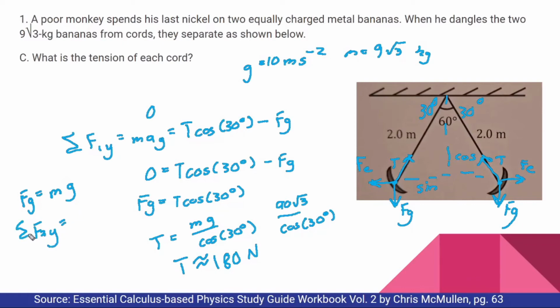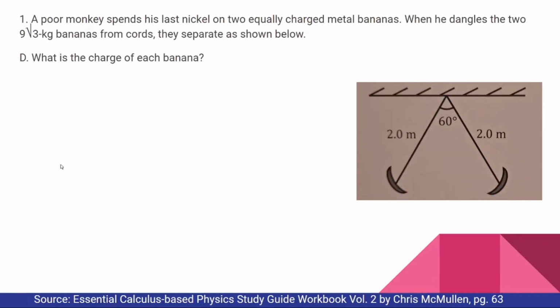This is going to be done with the right one as well. The sum of the vertical forces will also have a 0 acceleration, which is equal to the tension times cosine of 30 degrees minus F minus the force of gravity, which is the same as up here. What is the charge of each banana? For this question, we will be using the horizontal of the right one this time.